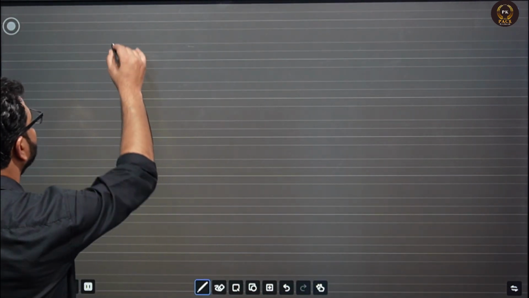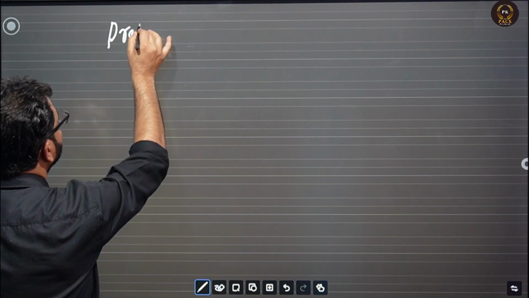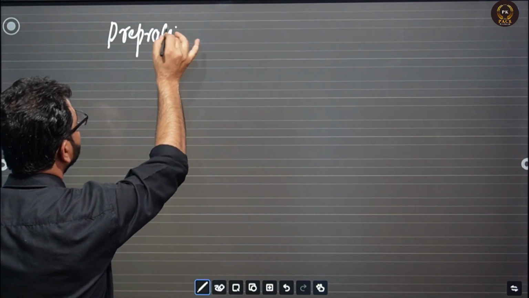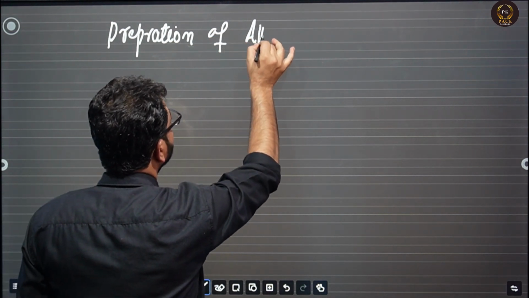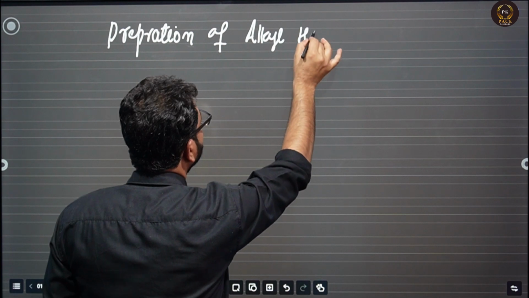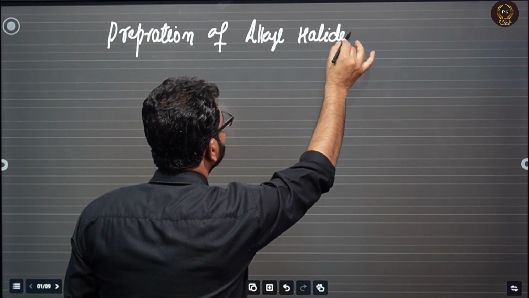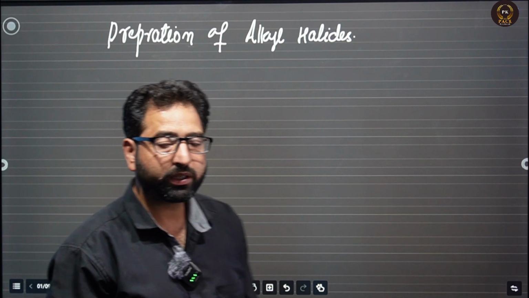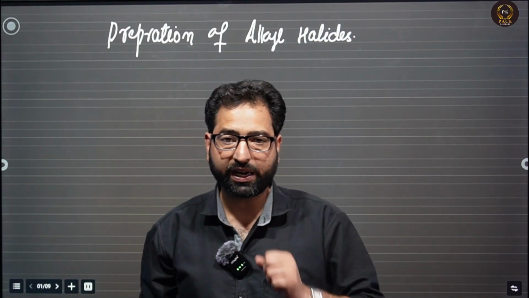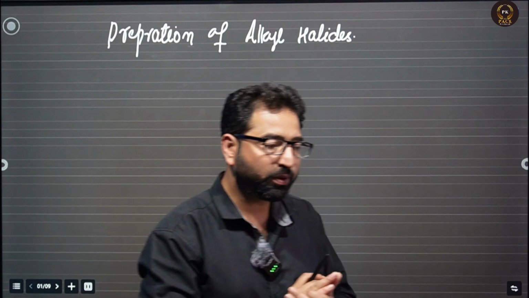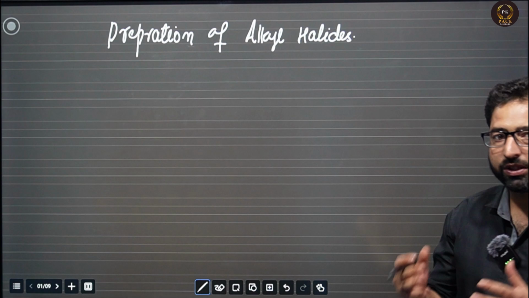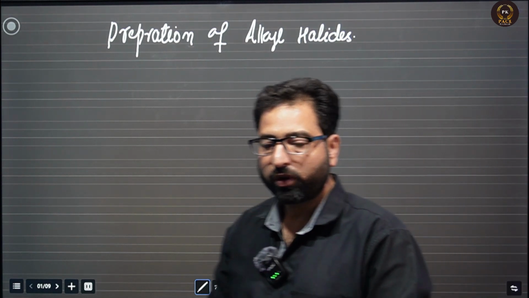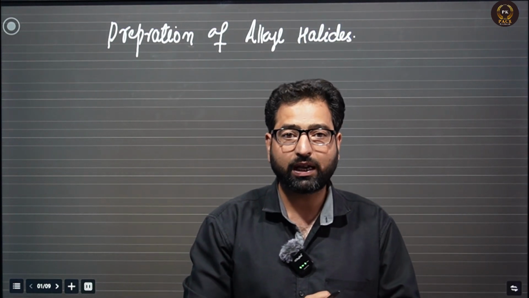Today we will discuss the preparation of alkyl halides. One of the most important methods to prepare alkyl halides is from alkenes. In this process, we take alkenes and treat them with halogen acids. When we treat them with halogen acids, we get alkyl halides.